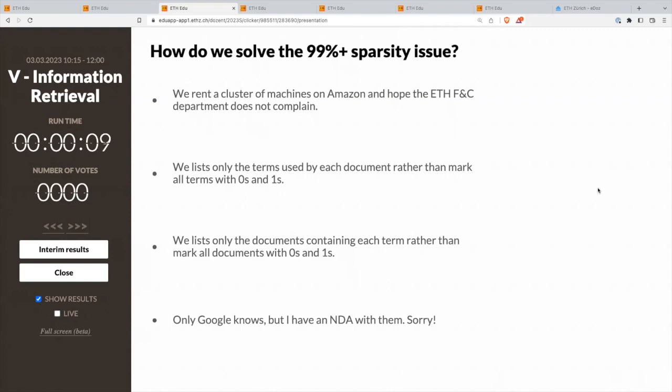99.8% sparsity issue? Okay, the first option is we rent a cluster of machines on Amazon AWS and hope that the ETH finance and controlling department doesn't complain. We list only the terms used by each document rather than mark all terms with zeros and ones. Or the opposite, we list only the documents containing each term rather than mark all documents with zeros and ones. Or only Google knows, and you can't tell us.